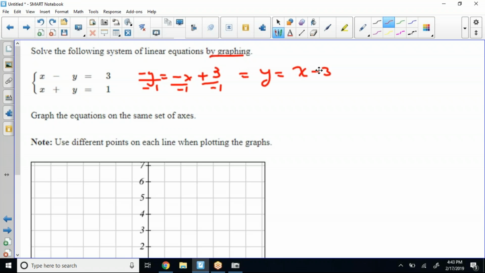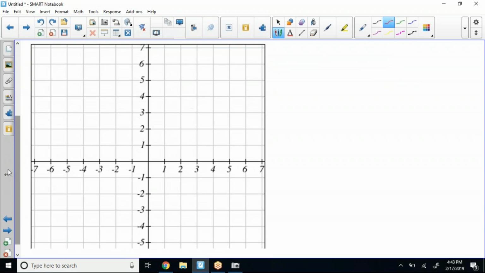So I'd start at my b, which is -3, and then my slope is 1/1, right? So if I did that, I would start at -3, and then I'd go up 1, right?